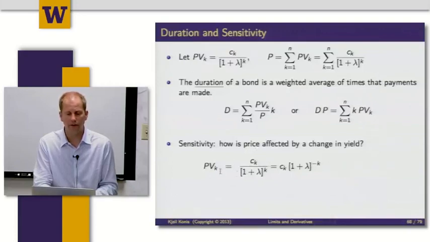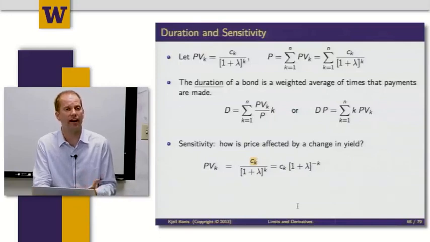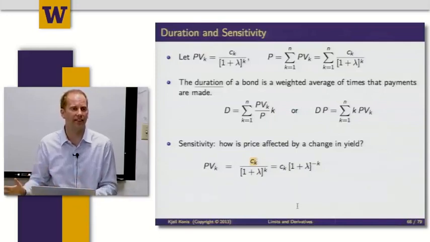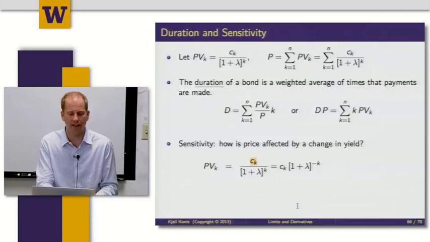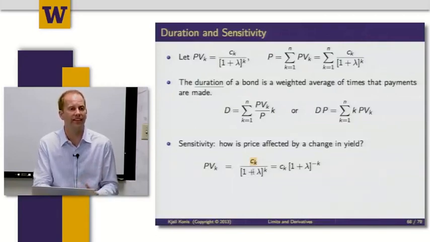So the present value of the payment received in period K. Here, CK is the nominal payment. So that's the $5 or the $105. In period N, I'm going to get $105. In every other period, I'm going to get $5. And then this number in the bottom is going to be bigger than 1, so the present value of that is going to be getting smaller.